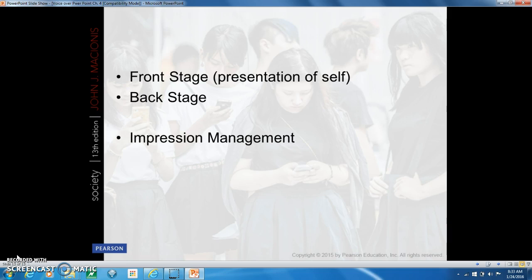Let's say in our backstage there is a couple, we see couples fighting, but in the presence of others they're not going to do that. Using these strategies and others to set a stage for our own purpose is known as impression management.